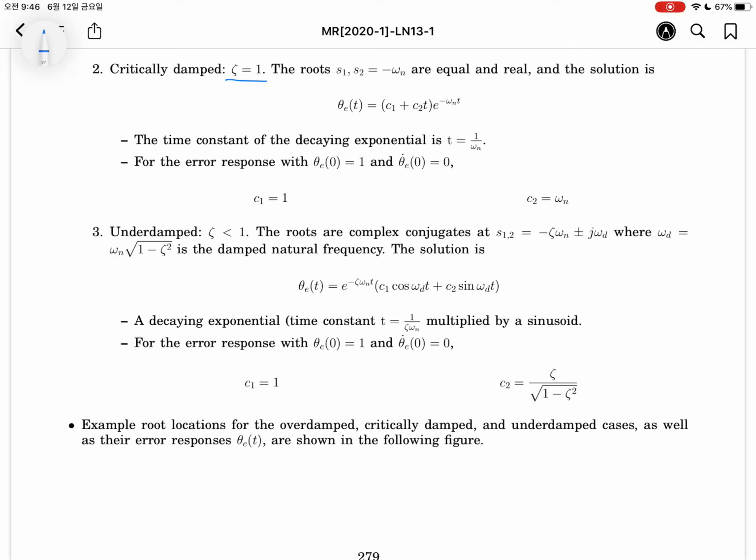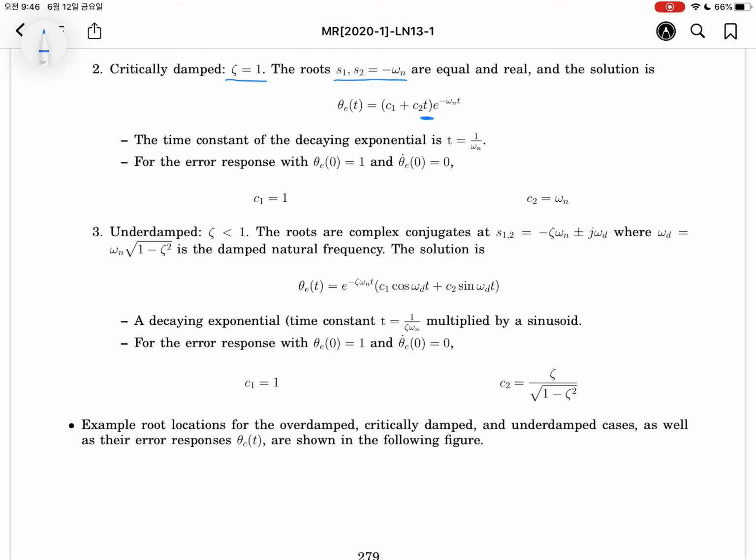Okay, the second case is critically damped. S1 and S2 are both minus omega n, equal, real, and repeated values. The solution will be (C1 + C2 t) e^(-omega n t). The repeated pole can be transformed into the original solution times t.